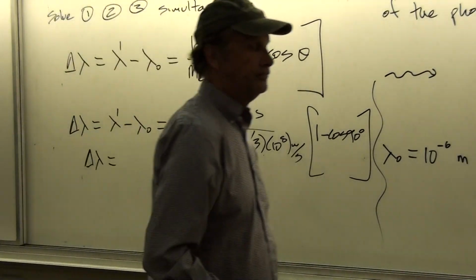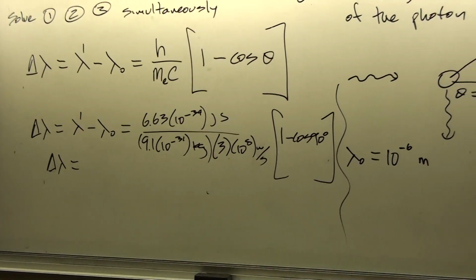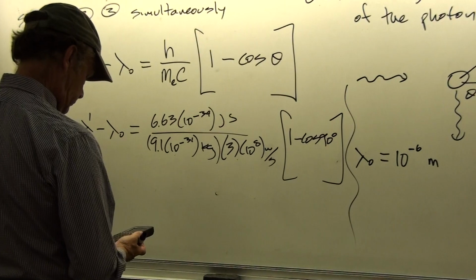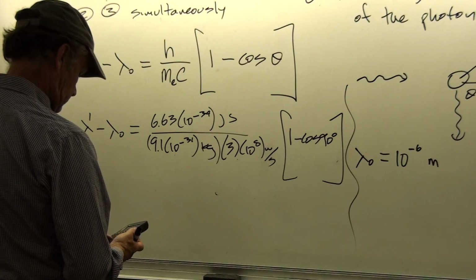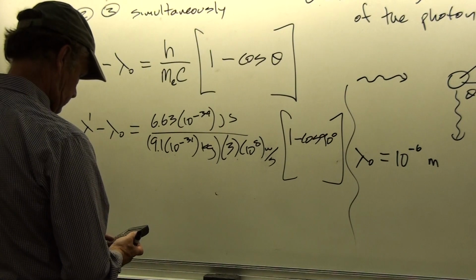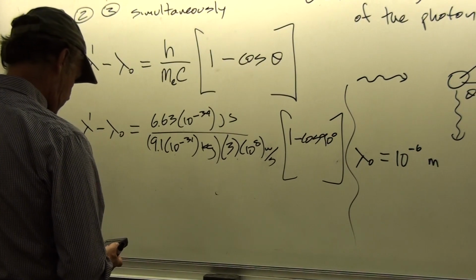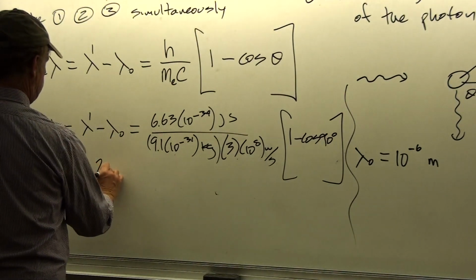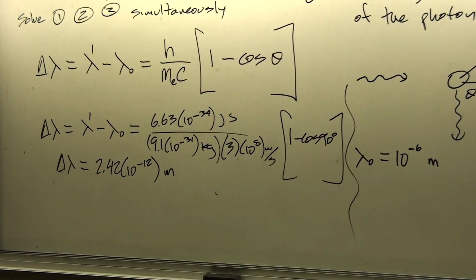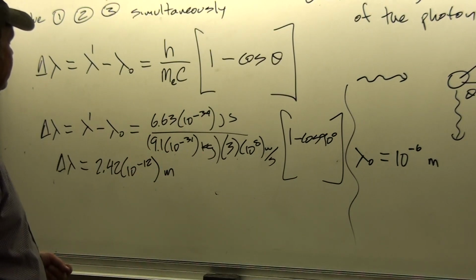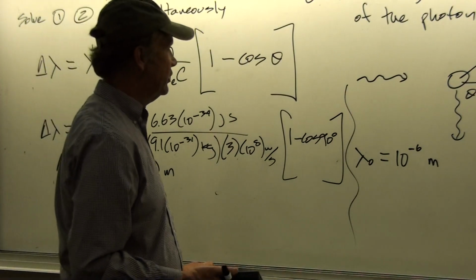Okay, so that gives us delta lambda is equal to 2.42 times 10 to the minus 12 meters. Okay, so we see then that the difference in the wavelength in this case is only on the order of maybe something like 2 millionths of the original wavelength. And yet, that's enough for us to now calculate the kinetic energy of the electron.